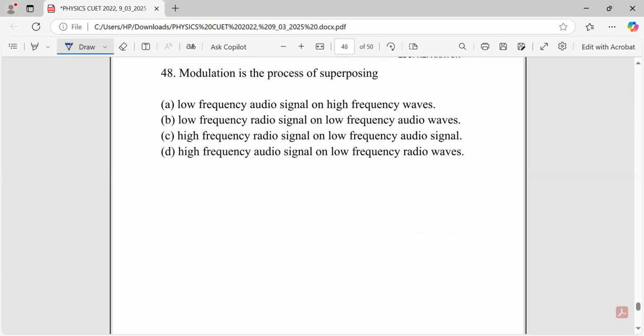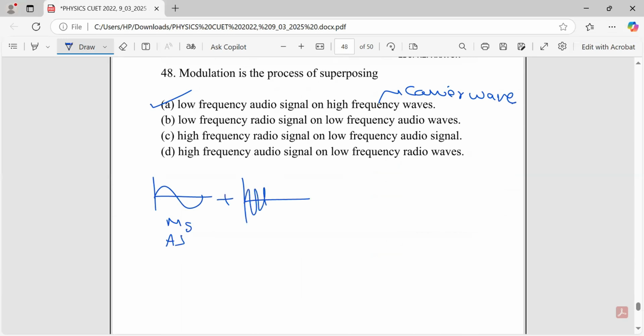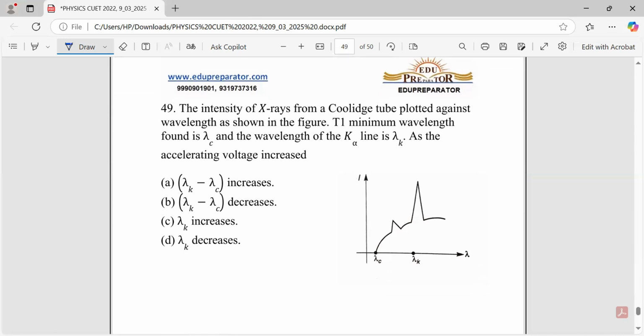Now modulation. Remember, we superpose a low frequency audio signal on a high frequency wave. This high frequency wave is called the carrier wave, and the low frequency one is the signal. So A is the answer. This is a message audio signal, and this is the high frequency wave called the carrier wave. We superpose them, and this process is modulation, right? So let's proceed further to question 49.